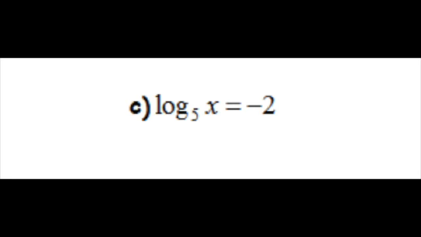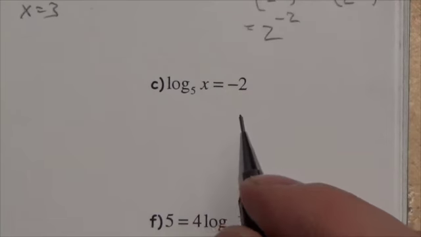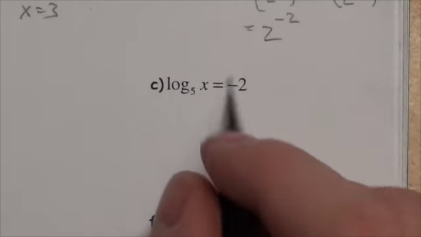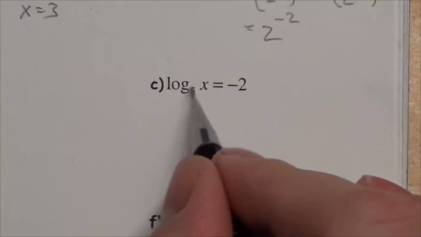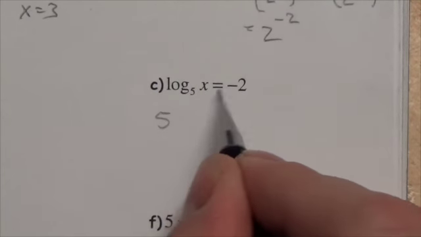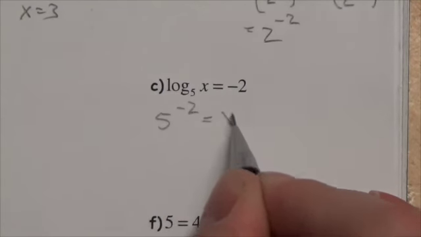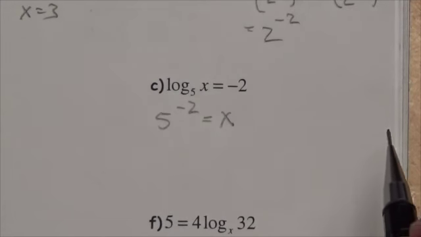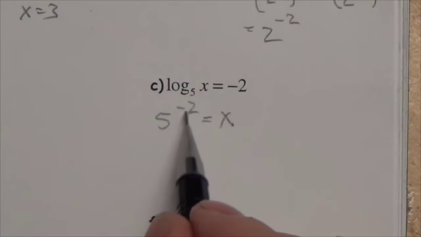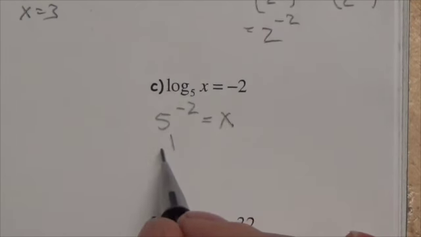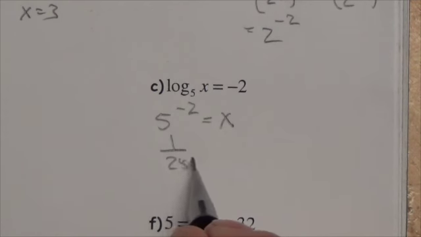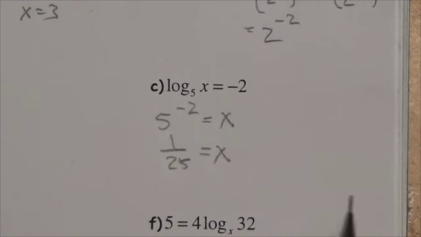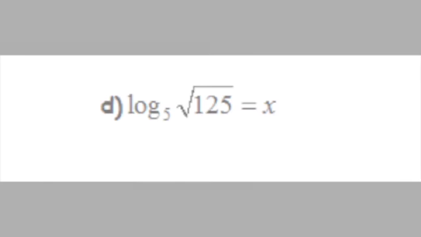Log base 5 of x equals negative 2. Another logarithmic equation. So again, my goal here is to convert to the exponential form. The base is 5. The logarithm is the exponent, and that will equal whatever it is you're taking the log of. So that negative is going to force a reciprocal to occur, and then 5 squared is 25. So my answer here is x is going to equal 1/25.